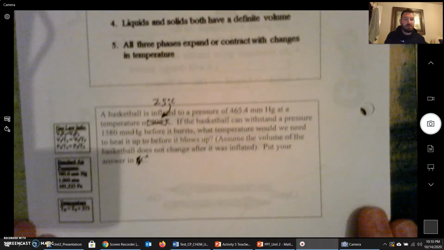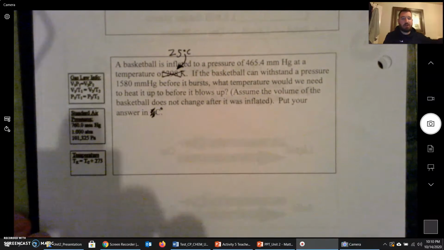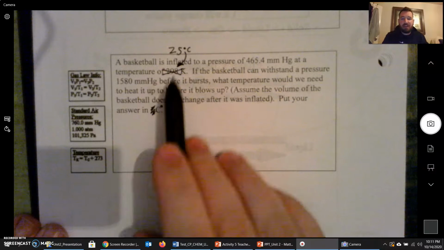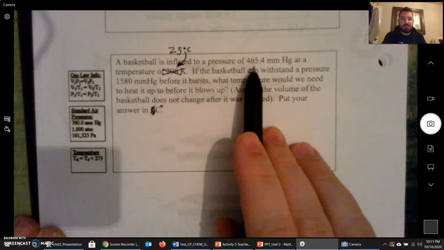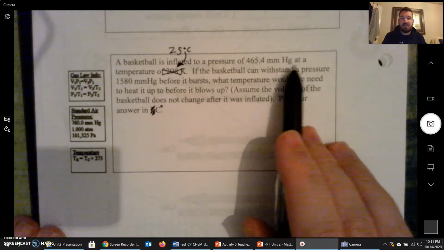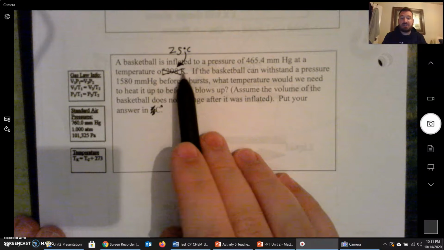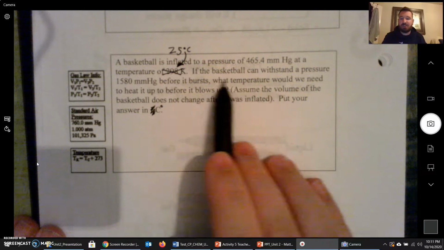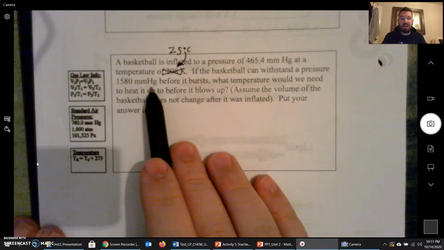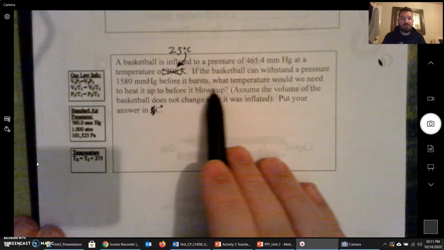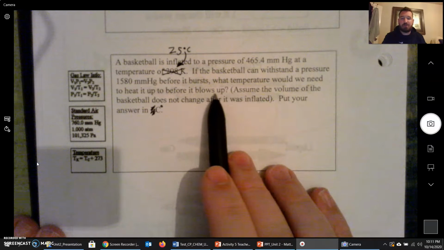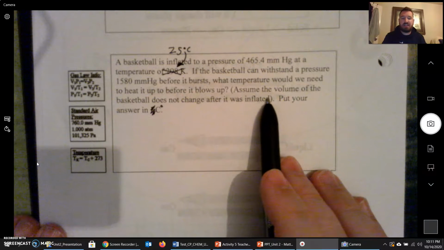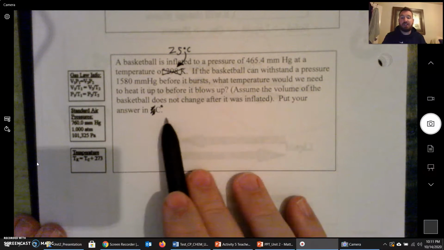So I want to do a practice problem similar to one of the ones that you had on your quiz. We have a basketball inflated to a pressure of 465.4 mmHg at a temperature of 25 degrees Celsius. If the basketball can withstand a pressure of 1,580 mmHg before it bursts, what temperature would we need to heat it up to before it blows up? In this scenario, volume is staying the same, and we want our answer in degrees Celsius.